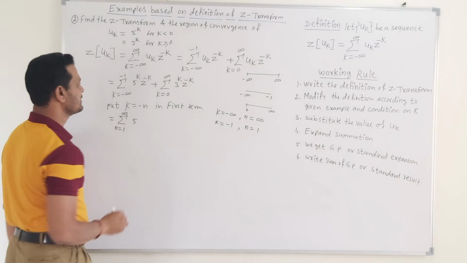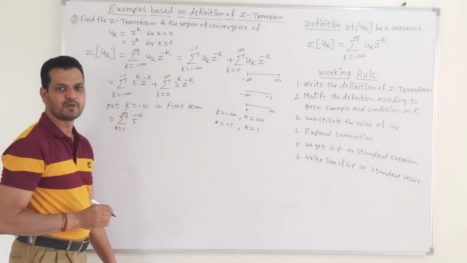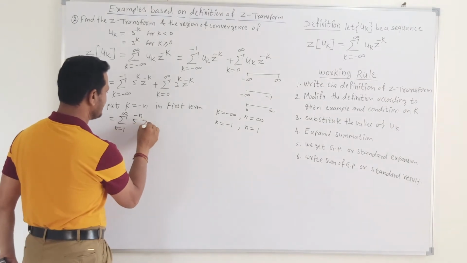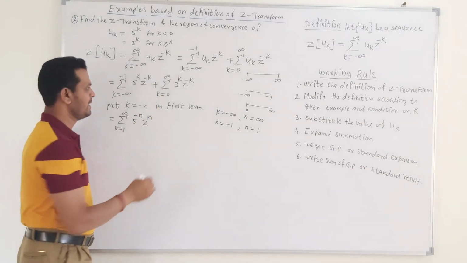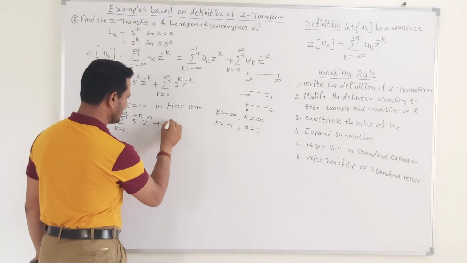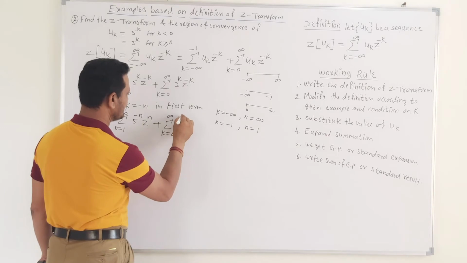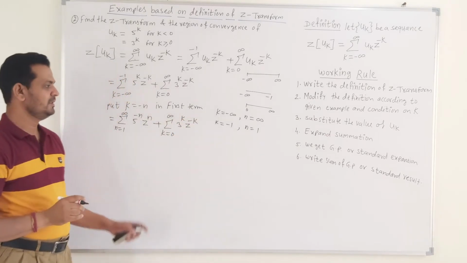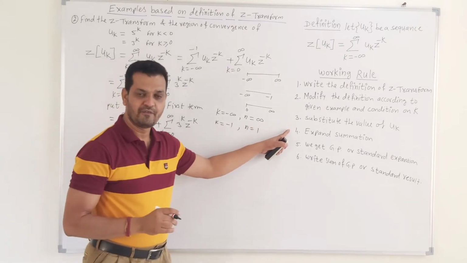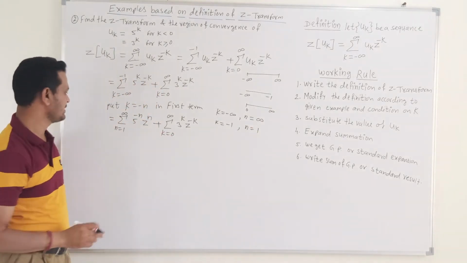Then this is 5 raised to k. The value of k is minus n, so we can write this as 5 raised to minus n. Then z raised to minus k, minus n, that means this is z raised to n. Friends, this second summation remains as it is, which is k is equal to 0 to infinity. Then this is 3 raised to k z raised to minus k. So this is our step number 4, expansion of summation sign. That means expand this summation sign.